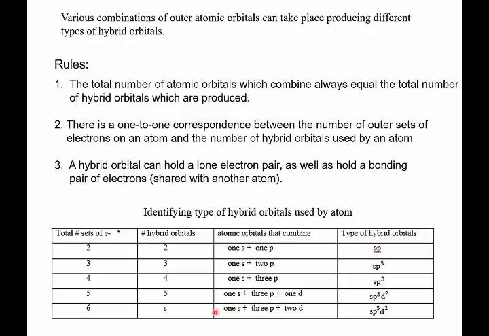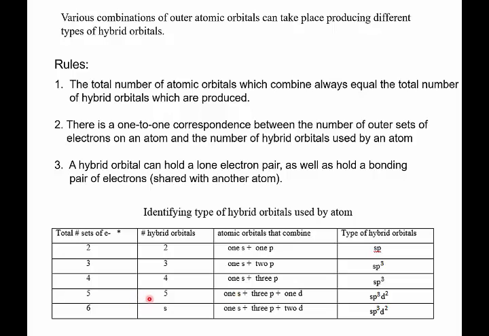Now let's take an example. Suppose our total number of sets of electrons is 5. That would be then an element from row 3 or below. The number of hybrid orbitals, of course, the rule applies, is 5. This means it's going to have to use 5 atomic orbitals to make those 5 hybrid orbitals. What are they? It always starts with the s orbital. All right, it's going to have to use all the p orbitals.